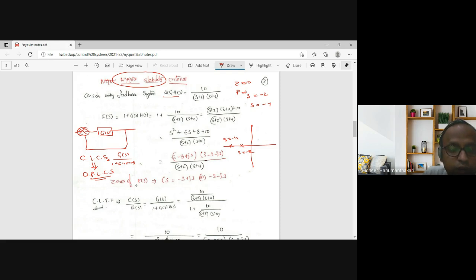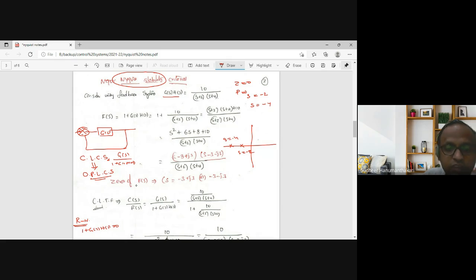So, the closed loop control system stability depends upon the number of roots of the characteristic equation lying on the right hand side of the S plane. This we have already done. Where have we done it? In the Routh-Hurwitz stability criteria. In the Routh-Hurwitz stability criteria, what do we do? First, we take 1 plus g of s into h of s is equal to 0. It will result in one polynomial equation. Then we take the coefficients of the polynomial equation, draw the Routh array and try to find the number of sign changes.